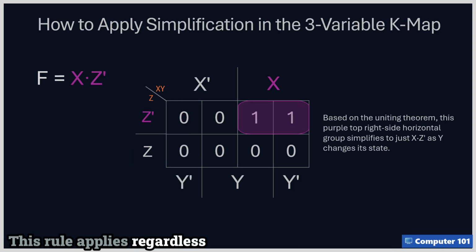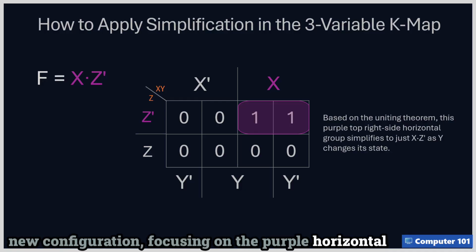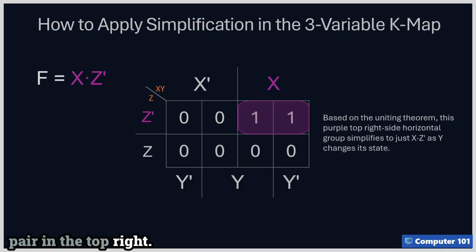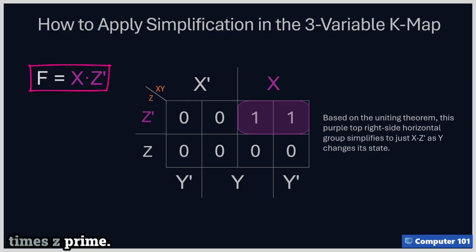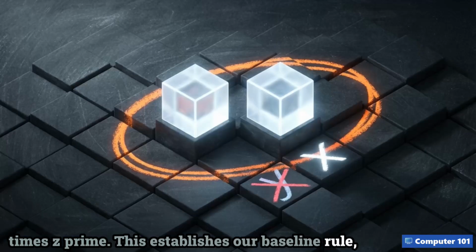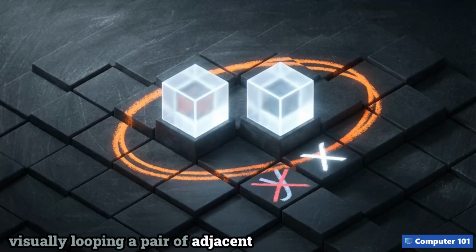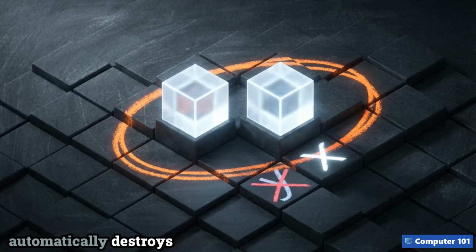This rule applies regardless of direction. Look at this new configuration, focusing on the purple horizontal pair in the top right. Scanning across this horizontal group, the y variable changes state, crossing the boundary from y into y prime. The variation cancels it out, leaving behind a simplified expression of x times z prime. This establishes our baseline rule. Visually looping a pair of adjacent ones automatically destroys one redundant variable from your circuit.